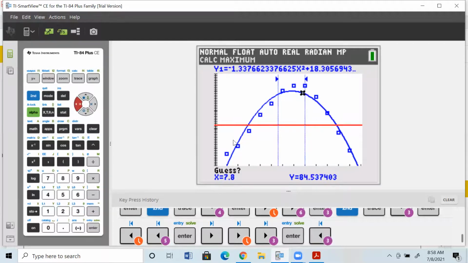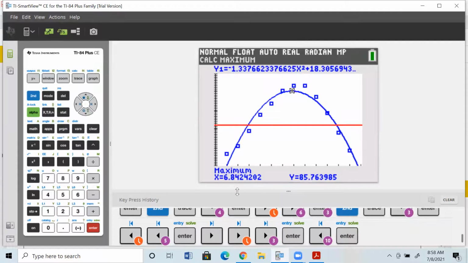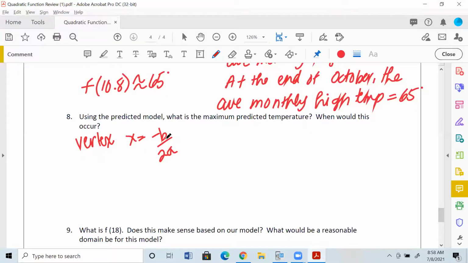When it says guess, you can arrow it to where you think the peak is. Again, the calculator's smart enough to figure it out. And so if you hit enter, it'll put your cursor on the exact peak or on the vertex, and it'll list its coordinates at the bottom here. So this 6.8 would be the same thing as if you plugged in these numbers here by hand.